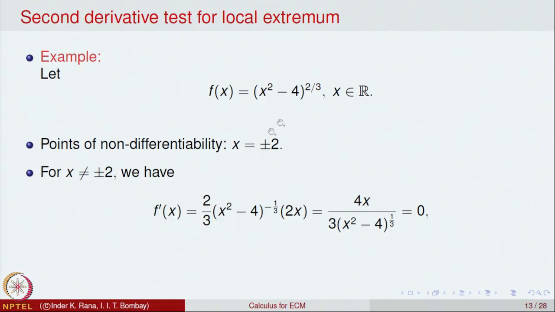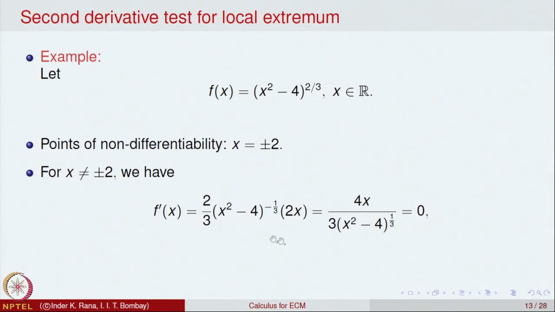So, the derivative is given by the power comes down, 2 by 3 (x square minus 4) raised to 2 by 3 minus 1, into, by chain rule, derivative 2x comes. So, this is using the power function differentiation and the chain rule combined together that gives you this derivative. So, the derivative is equal to 4x divided by 3 times (x square minus 4) raised to power 1 by 2, that is equal to 0.